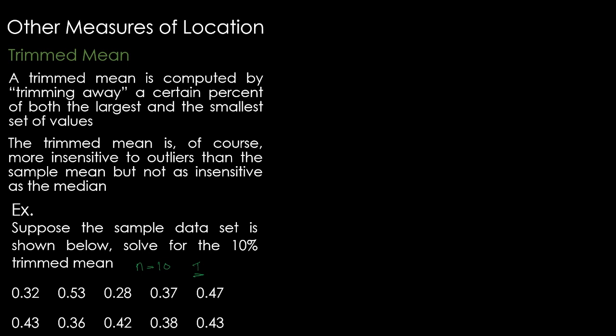Skipping the arranging part, let's just find the lowest value in this given set of data. The lowest value in here is 0.28. Why? Because 0.32, 0.53, 0.28. There are no other values which are lower than this one. So therefore, this is the lowest value. We are to eliminate this one. And we need also to eliminate the highest value. What is the highest value? 0.53. So we need also to eliminate this one right here.